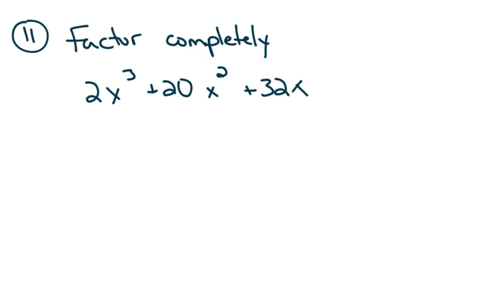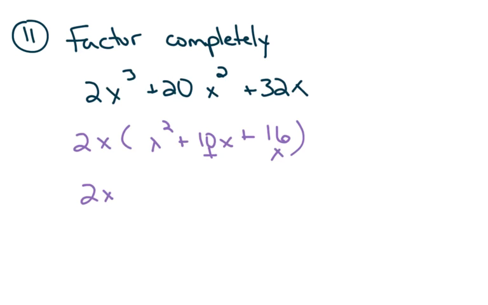Problem number 11, factor completely 2x cubed plus 20x squared plus 32x. First, I'll notice that there is a greatest common factor. All three of those terms are divisible by 2 and x. So if I take out a 2 and an x, I'm left with x squared plus 10x plus 16. And the trinomial left over, the two numbers that multiply to give you 16 but add to give you 10, are 8 and 2. So I would get x plus 8, x plus 2.